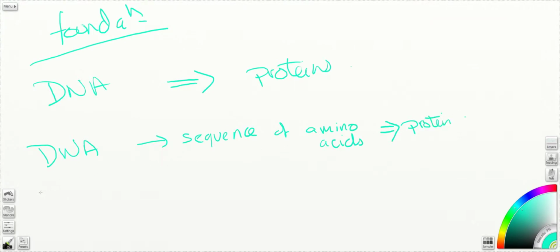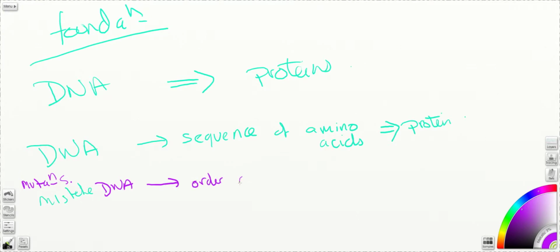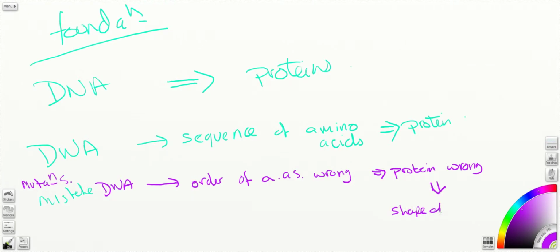Now if there's a mistake in the DNA, this is about mutations. So this is about mutations. If there's a mistake in the DNA, the order of the amino acids is going to be wrong, therefore the protein is going to fold up in the wrong way, which means that the shape of the protein will be wrong, and therefore the protein will not work as well.